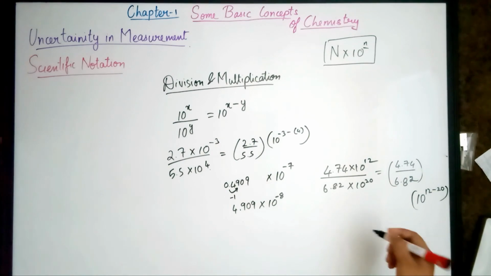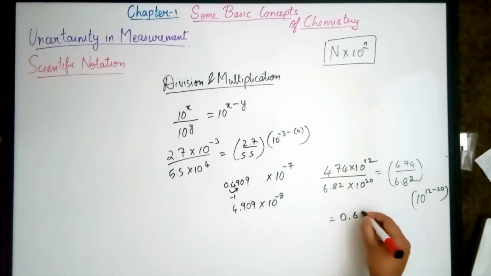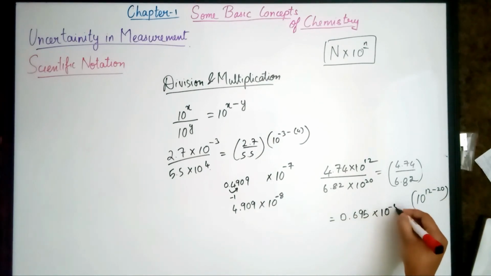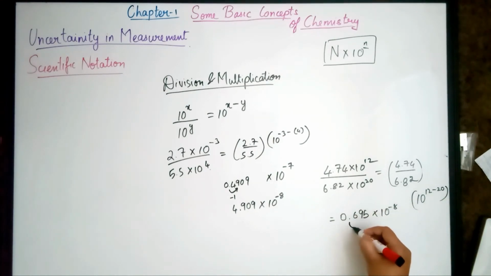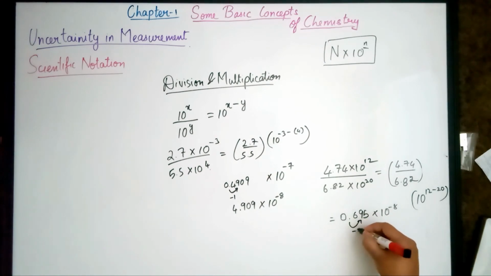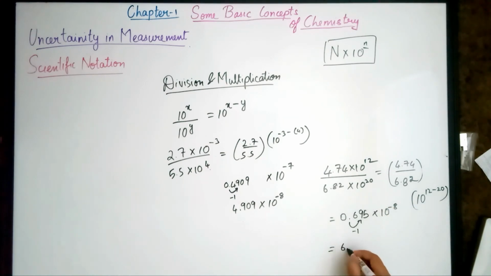So when we calculate the value for 4.74 divided by 6.82, you get 0.695 into, this minus this, 10 to the power minus 8. So when we shift this value, again because it's a non-zero digit, we shift it to the right, minus 1. So you have it as minus 8, right? So minus 8 minus 1 is minus 9. So 6.95 into 10 to the power minus 9.